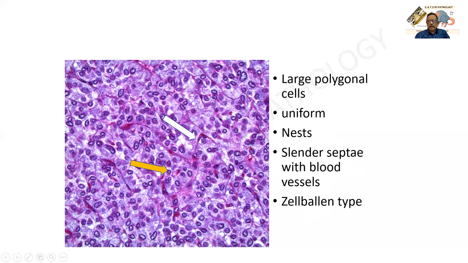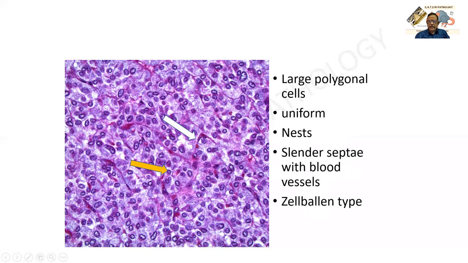And it is more or less uniform. Whether you see the upper half or the lower half, right side or left side, it is more or less similar. And the cells are arranged in nests. Look at this one, there is a nest of cells. Again, another nest of cells. Anywhere, here again I am finding a nest of cells.